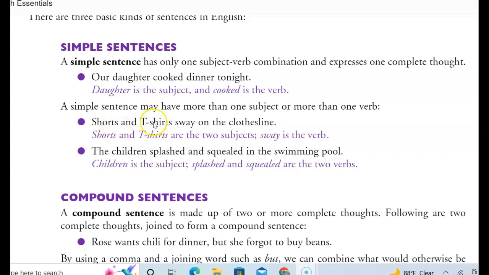Now if you look here, sometimes it has two subjects. Shorts and t-shirts sway on the clothesline. So here we have two subjects but one verb. Again, this is considered a simple sentence.